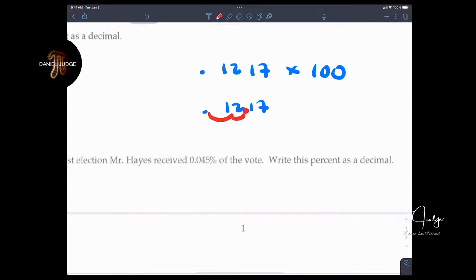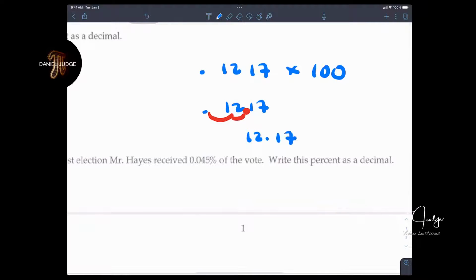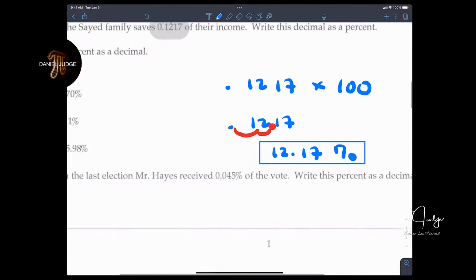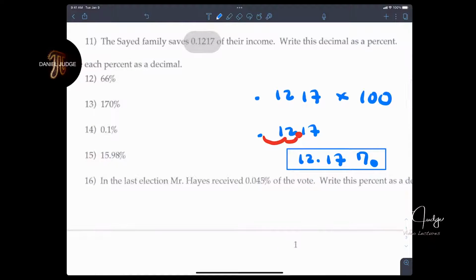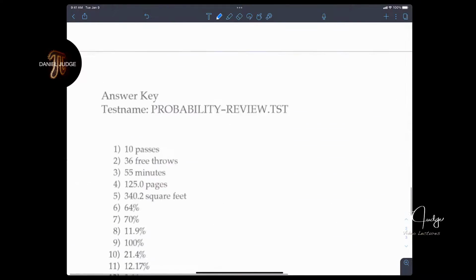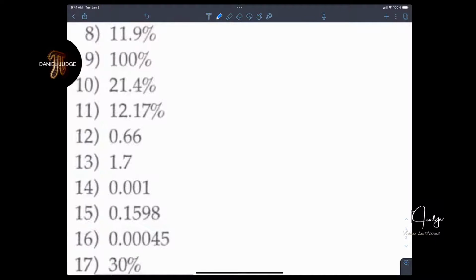There are no blank spaces anymore. So you're looking at 12.17%. So when they gave the decimal representation here for number 11, that decimal represents 12.17%. And that's number 11, and we should see that way down here, number 11. Sure enough, we do, 12.17%. So there it is.